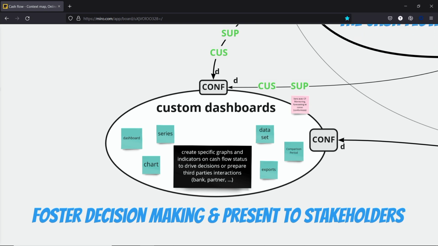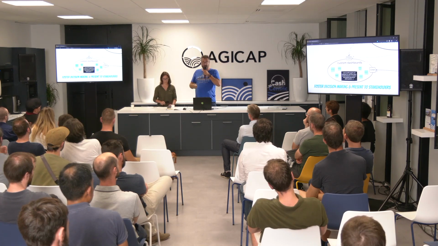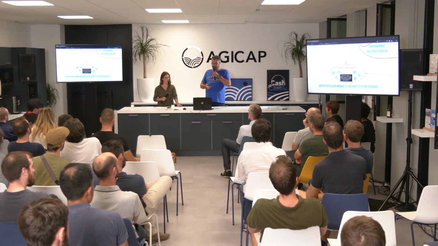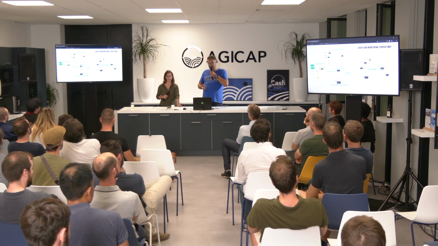And what is really interesting is that they are conformist and receive information from basically every other context that we have. So that was it for the big picture of the Agicap cash flow monitoring.